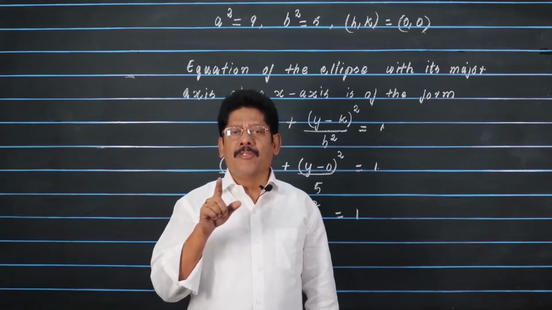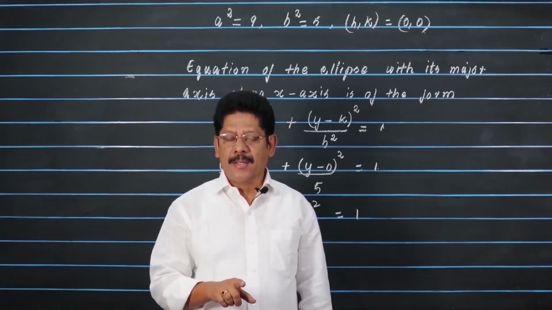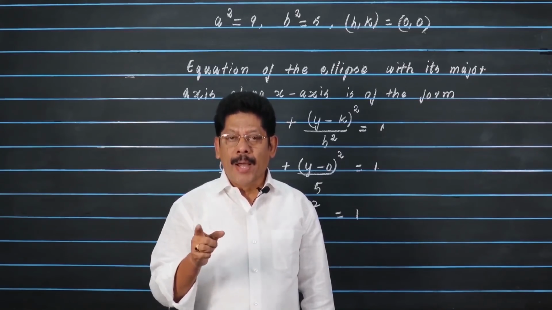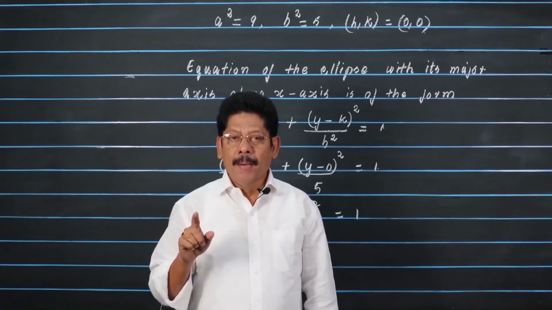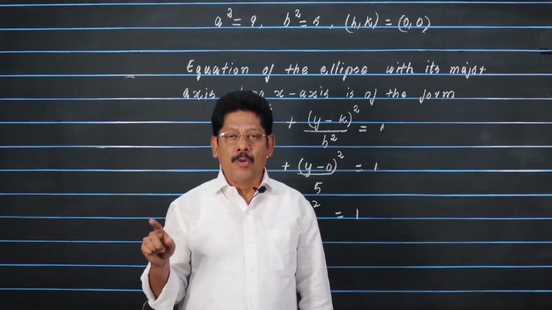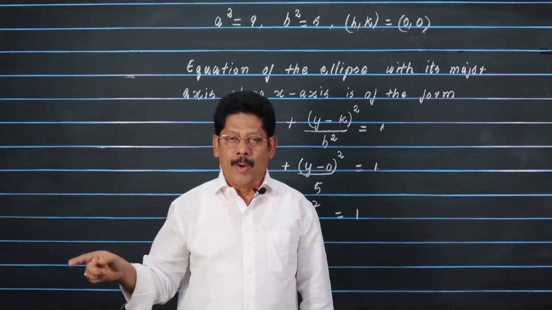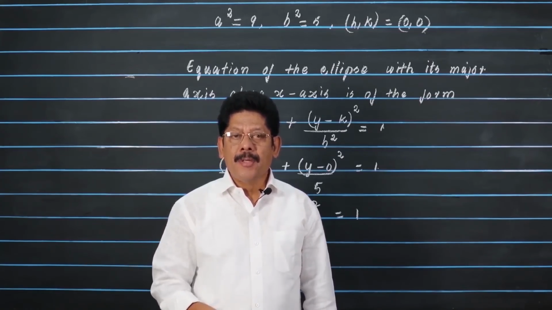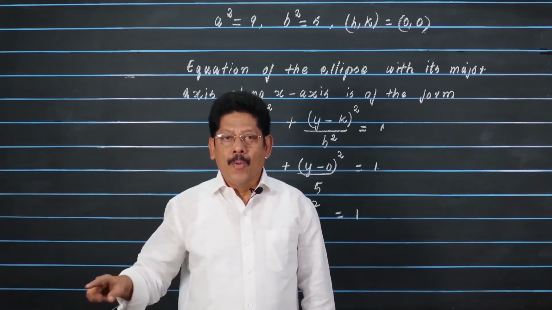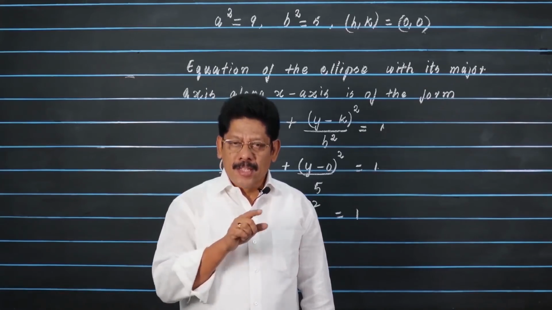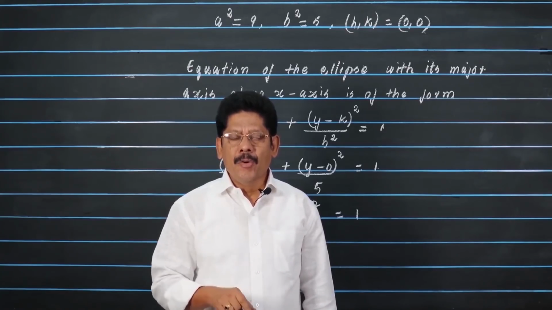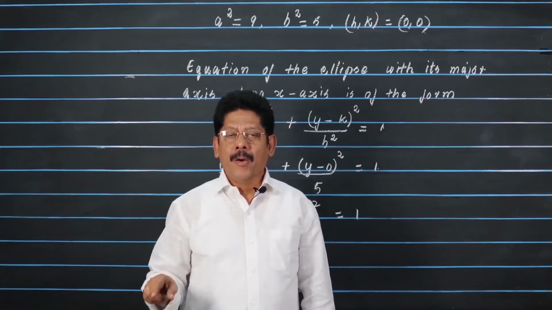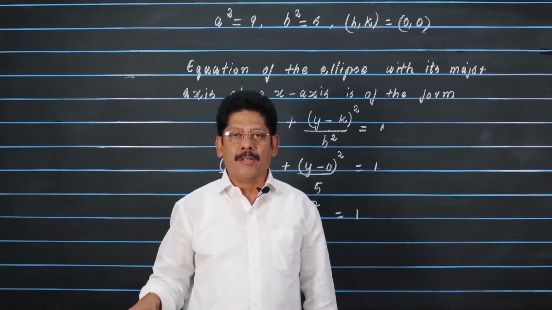The equation of the ellipse with major axis along the x-axis is of the form (x minus h) the whole squared by a squared plus (y minus k) the whole squared by b squared is equal to 1. Then the equation of the ellipse along y-axis, its major axis, will give you (x minus h) the whole squared by b squared plus (y minus k) the whole squared by a squared is equal to 1.